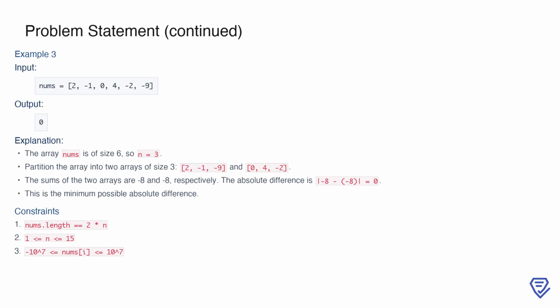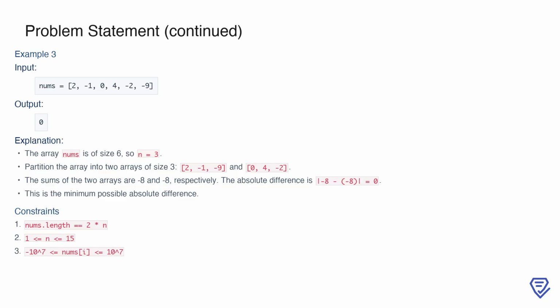Now, let's examine another example to understand the problem further. Suppose the input array is nums equals [2, -1, 0, 4, -2, -9]. Here, the array size is 6, which means n equals 3. One possible partition is [2, -1, -9] and [0, 4, -2]. The sum of the first array is -8, and the sum of the second array is also -8. The absolute difference between these sums is |-8 - (-8)| = 0. Since the absolute difference is 0, it cannot get any smaller, making this the optimal solution.